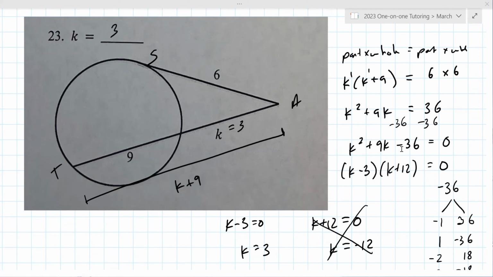You might ask your teacher, hey, am I going to need to factor, or is this just on a homework? And hopefully they say no.